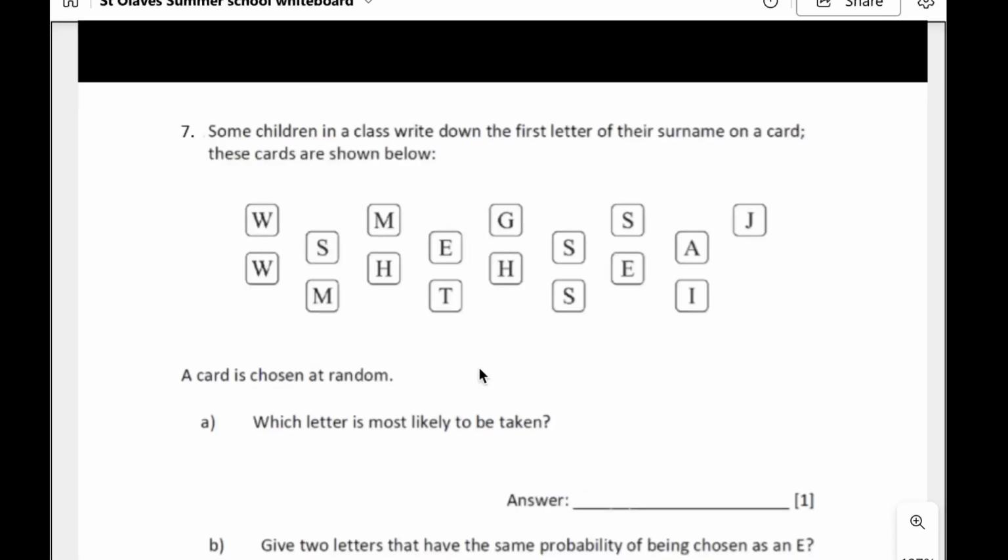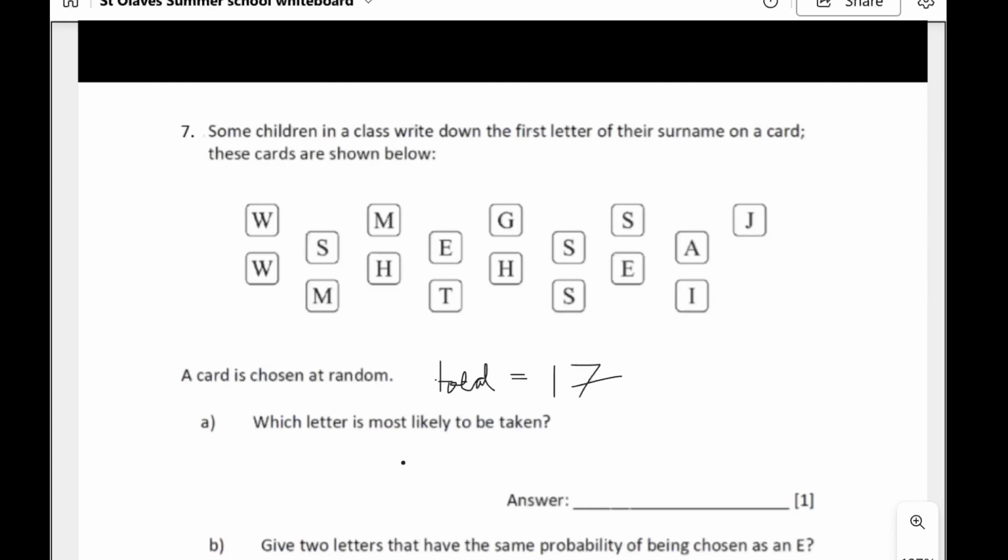For question number 7, we have some cards, and some children in a class write down the first letter of their surname on a card. These cards are shown below. Which letter is most likely to be taken? So probability, we need to know how many cards are there in total. We have 1, 2, 3, 4, 5, 6, 7, 8, 9, 10, 11, 12, 13, 14, 15, 16, 17 cards in total. So total is equal to 17.